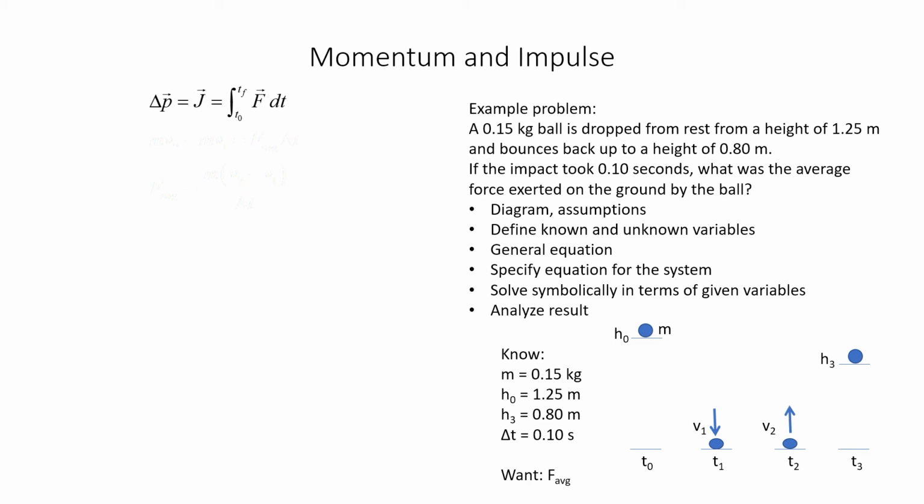Drawing out our diagram first helps us to label our variables. We know the mass, we know h0, we know h3, and we know delta t. Here delta t is t2 minus t1. We want the average force. We start by specifying the equation to our system, mv2 minus mv1 equals force average times delta t.